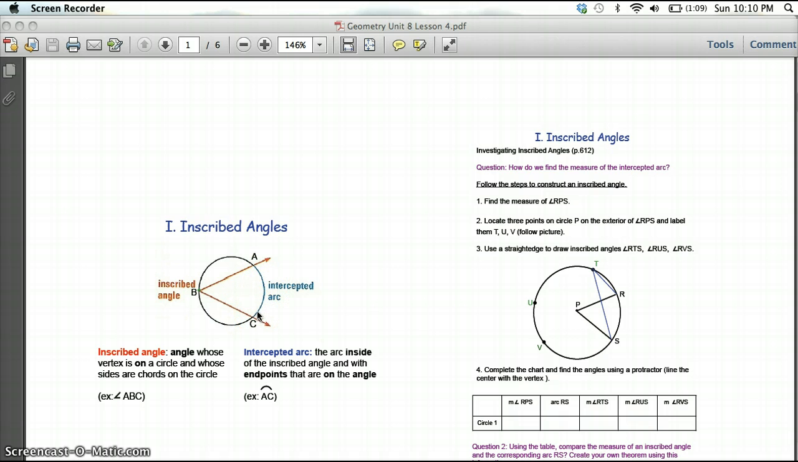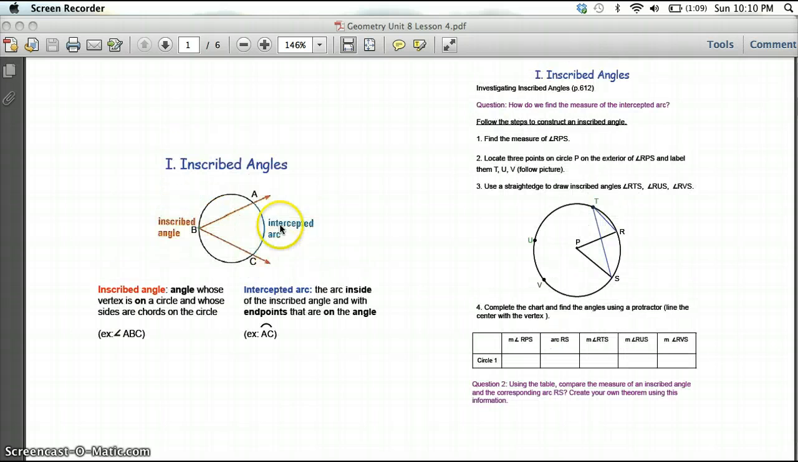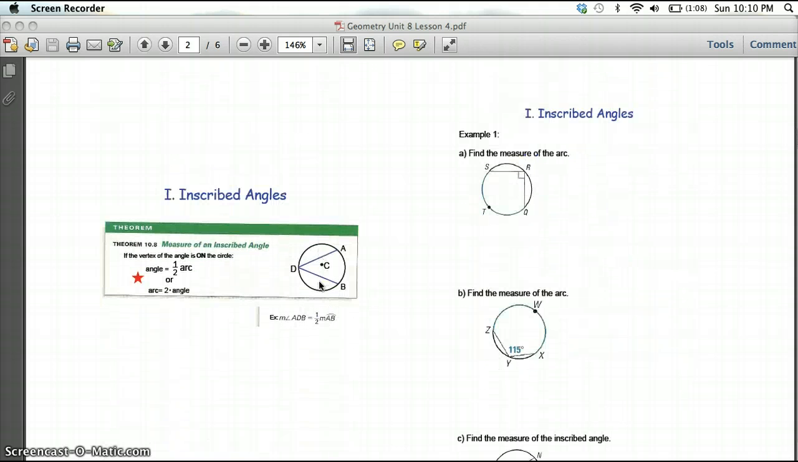Now, your intercepted arc is the arc that's inside of the inscribed angle, with endpoints that are on the angle. So if you can see, for angle ABC, the intercepted arc AC is inside that angle. Now, what are the angles versus the arc? Angle ABC is half the intercepted arc, and the intercepted arc is twice as much as angle B. So let's go down here to this diagram. It says if the vertex of the angle is on the circle, then the angle is half of the measure of the arc, and the opposite.